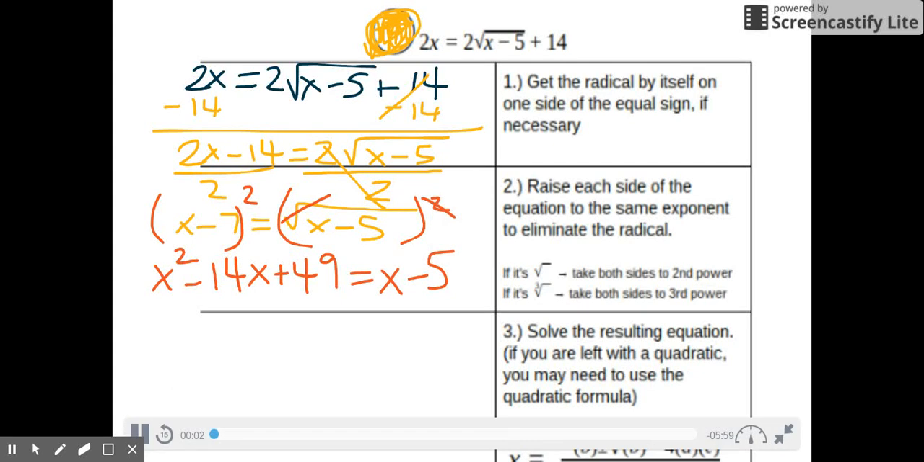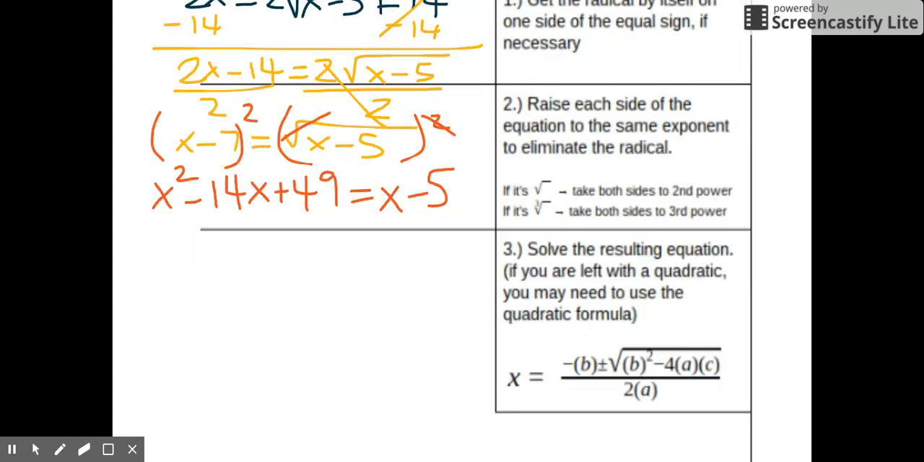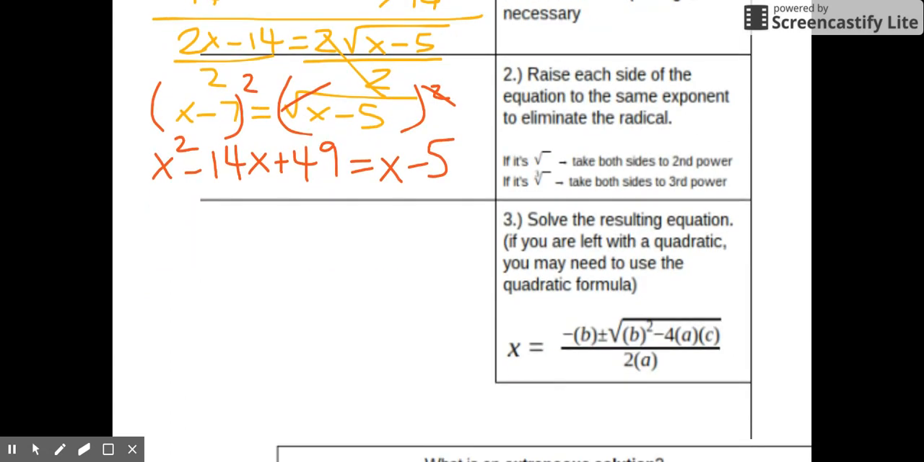Okay, so if we finish up this problem, remember we left off x squared minus 14x plus 49 equals x minus 5. The next step is to solve the resulting equation. If you're left with a quadratic, you may need to use the quadratic formula. And look right here. This tells us it is a quadratic, so we are going to have to use the formula. In order to use the formula, we first need to get everything to one side of the equation.